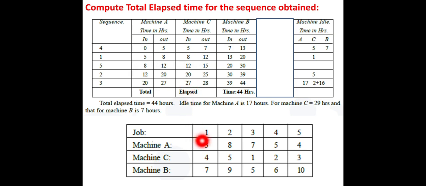So job 1 has processing of 4 hours. So 8 plus 4 is equal to 12 on machine C. Again I will compare 12 and 13, that is the out time of job 1 and the out time of job 4 on machine B. I again repeat, the out time of job 1 on machine C and the out time of job 4 on machine B will be compared. Whichever is maximum, it will be considered. So 13 is maximum, it is considered. To this I will be adding the processing time, that is plus 7. So plus 7 will be 20.